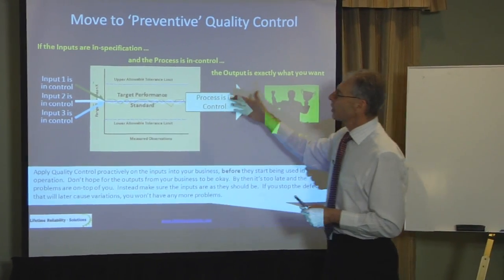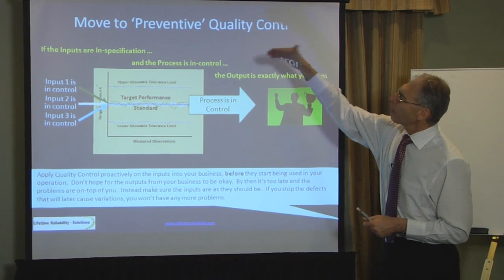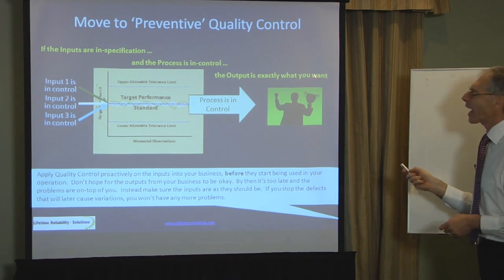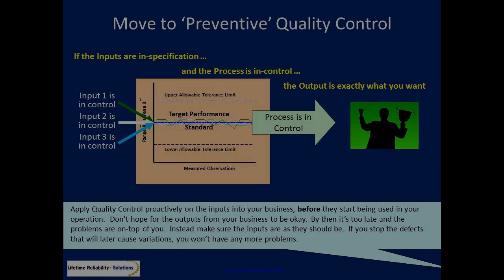So the inputs are in control, the process is in control. If the inputs are in specification and the process is in control, the output is exactly what you want. So I don't have to measure the output because the output is exactly what I want, because the process is in control and so are the inputs. Naturally, the output too will come out this way.